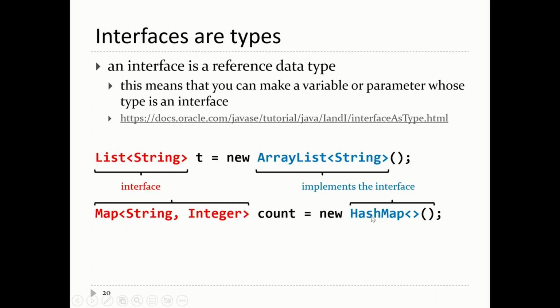Well, it means later on, if I decide that I don't want to use a hash map, I want to use something else, right, because the problem I'm trying to solve requires a different kind of map, I can come in and just change this hash map to tree map or some other type of map. Right? And I don't have to change the thing on the left-hand side.